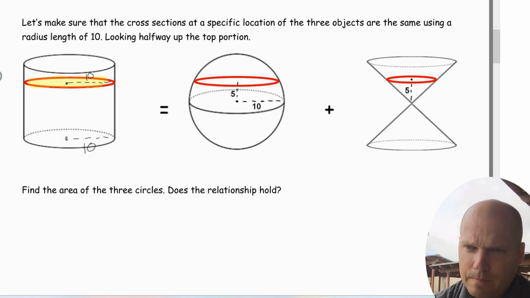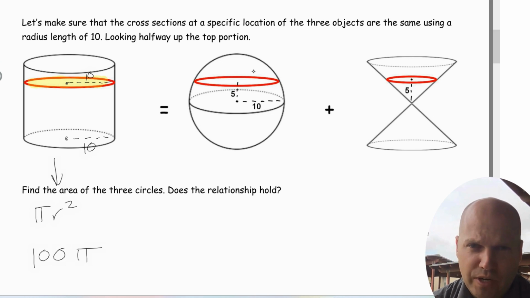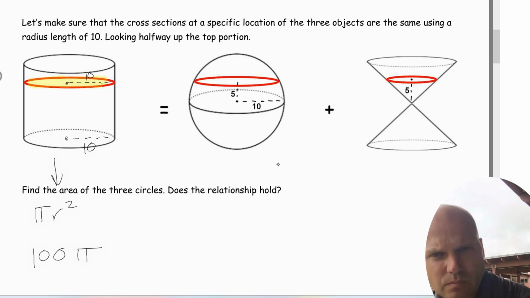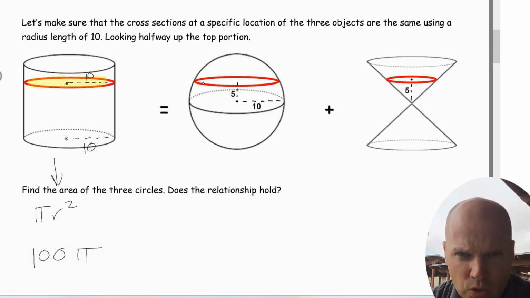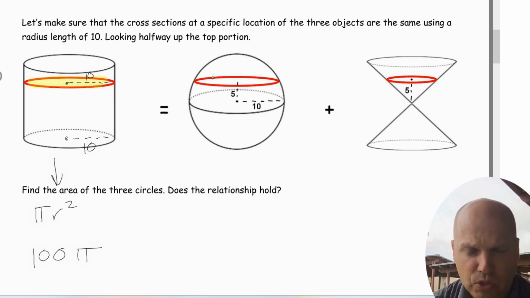This is 10. The area of a circle is pi r squared. So the area of this circle is 100 pi. Now, these circles are not so easy. So we need to do a little bit of math. Now, the first circle we're going to look at is the circle inside the sphere.